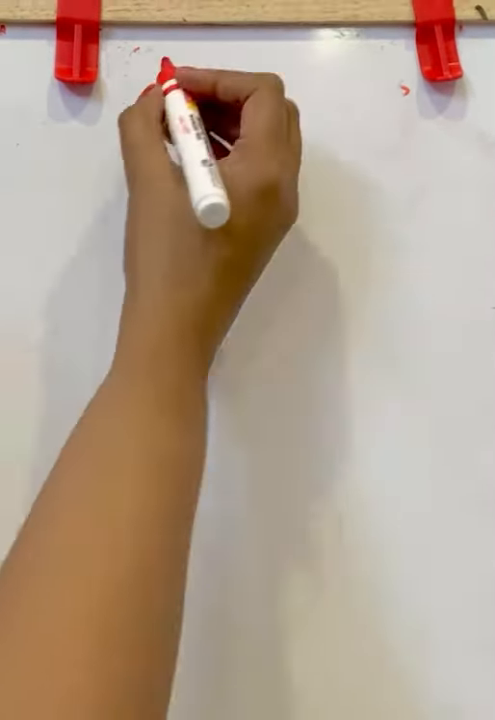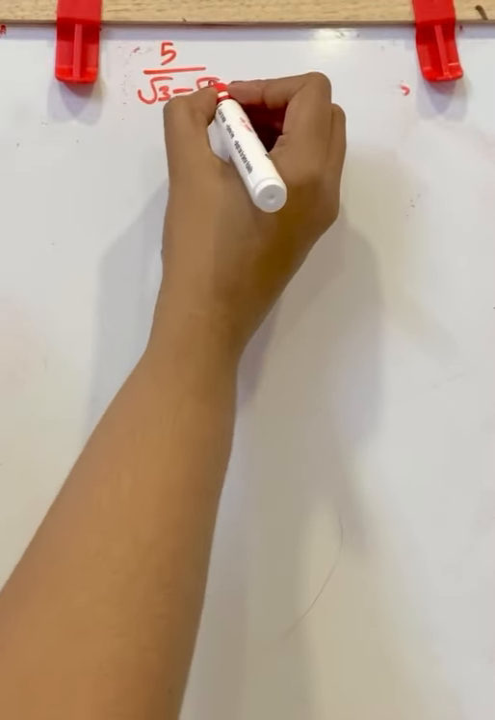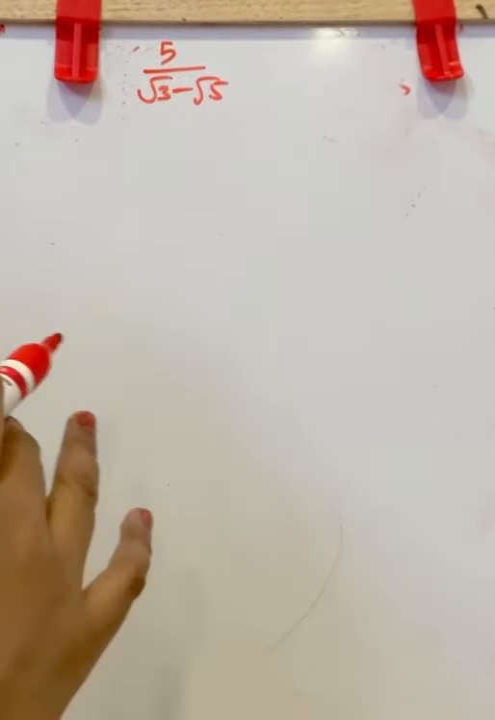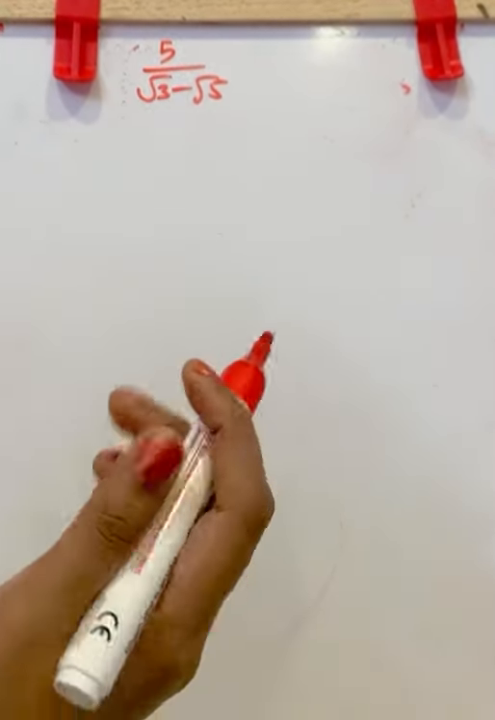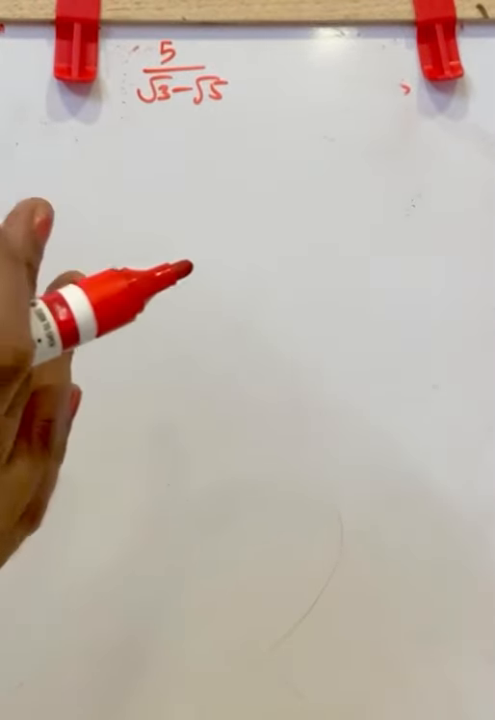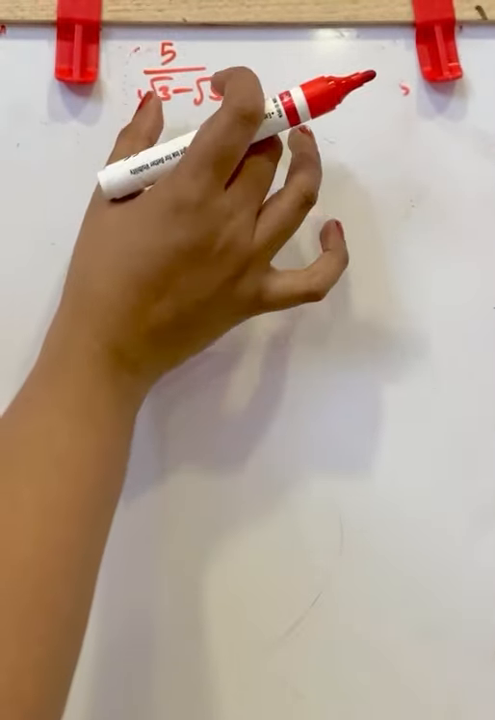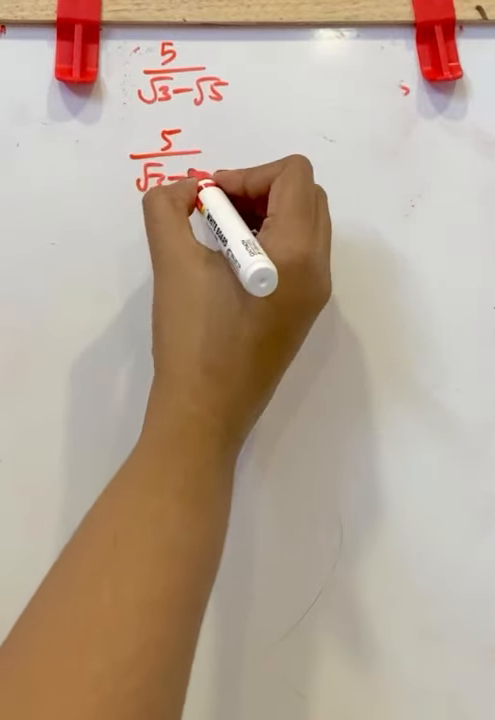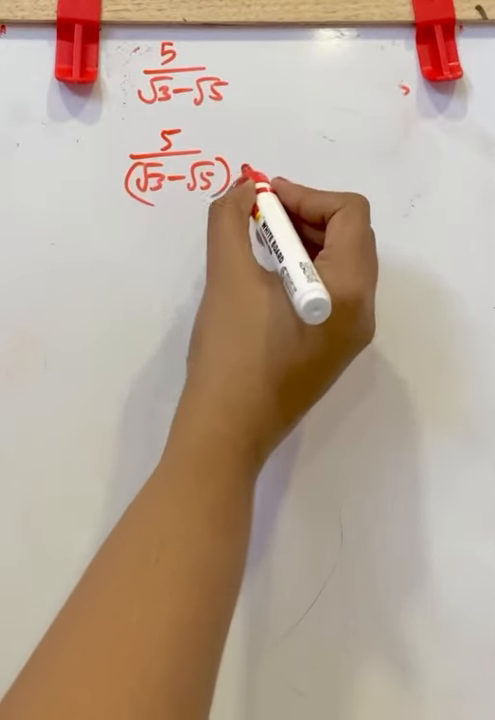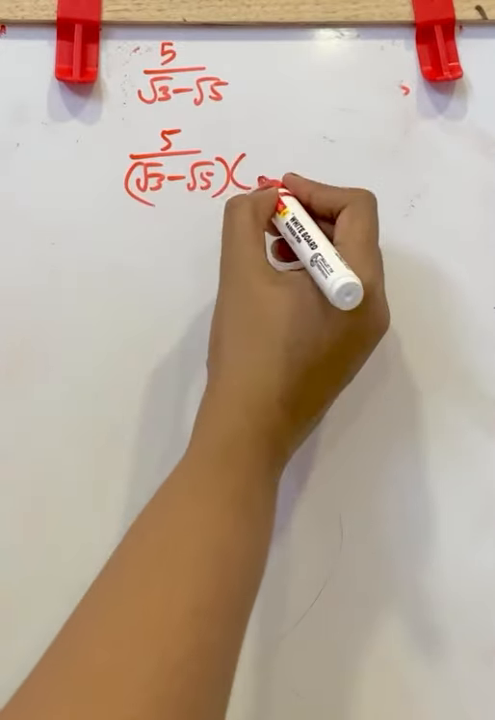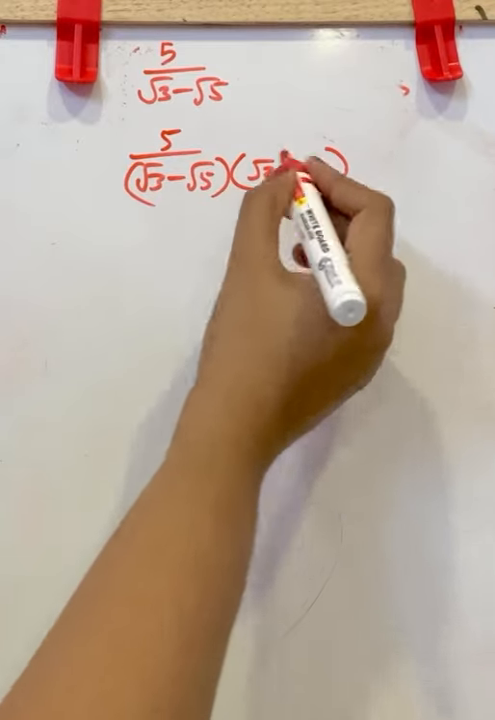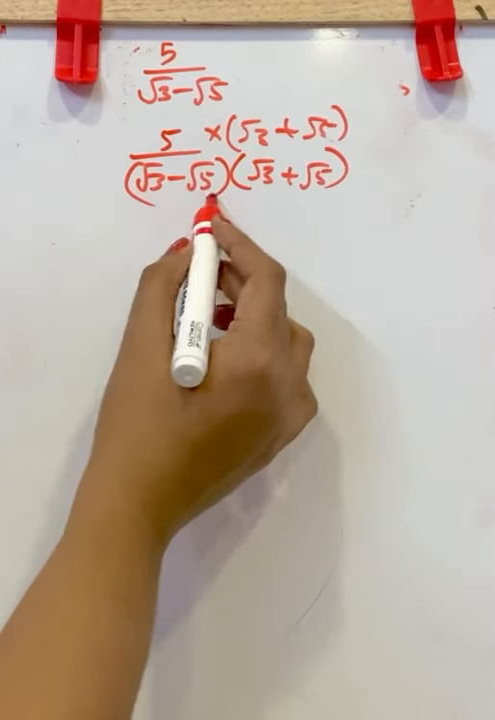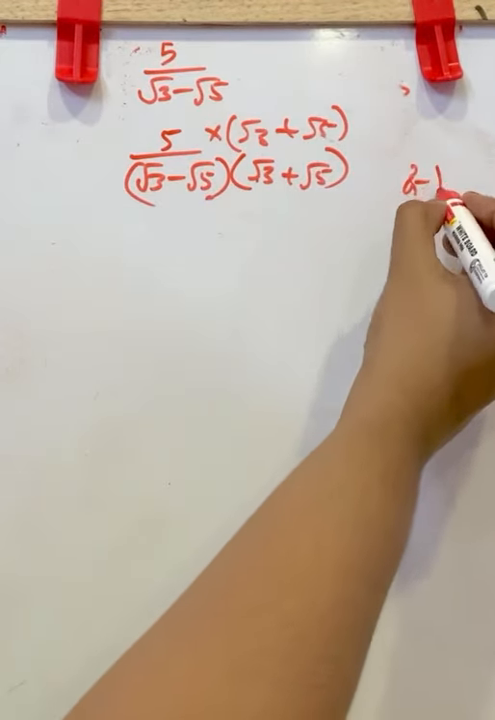Now next is 5 by root 3 minus root 5. Again, there are square roots in the denominator. So simplifying means we have to remove the square roots from the denominator. For that we are rationalizing it. Rationalizing the denominator means multiplying with the conjugate. Here this is the question, so we will write this here. Now the conjugate of root 3 minus root 5 will be root 3 plus root 5. So here also you want to multiply with root 3 plus root 5. This is (a minus b) into (a plus b), that is a square minus b square.